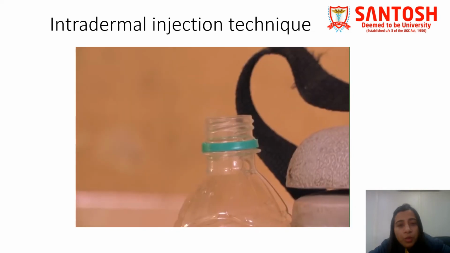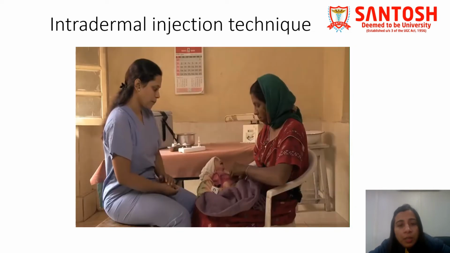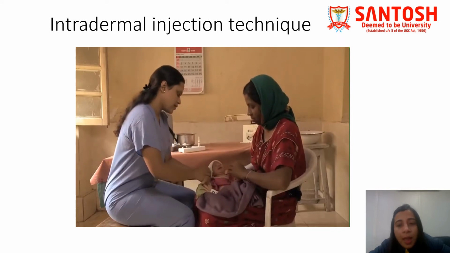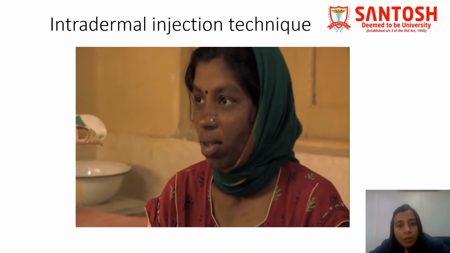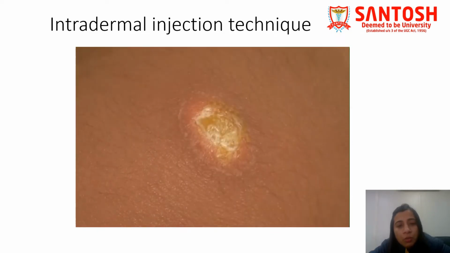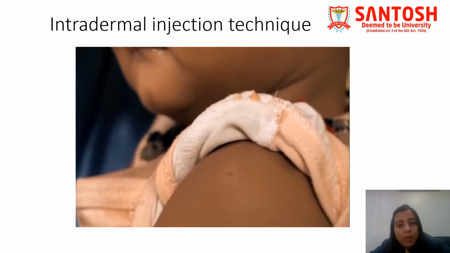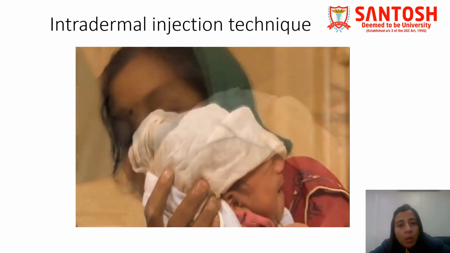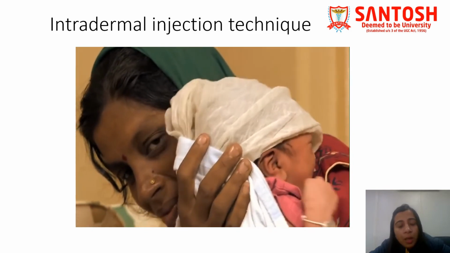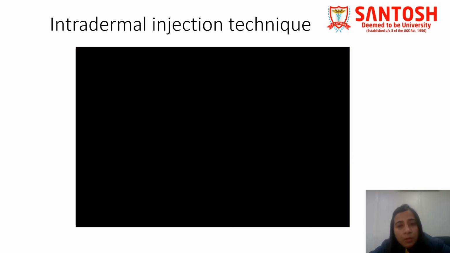Proper disposal of the syringe and the needle is also very, very important, and the mother should be counseled that the site of injection will form a sore which will crust over after some time and it will leave a scar. So if there is no scar, then the child may require an injection again in the next 6 months.